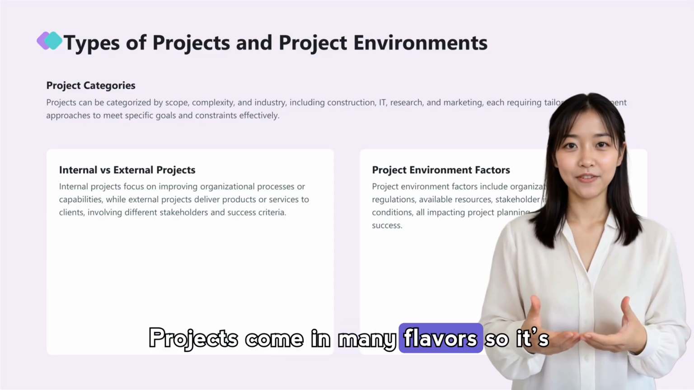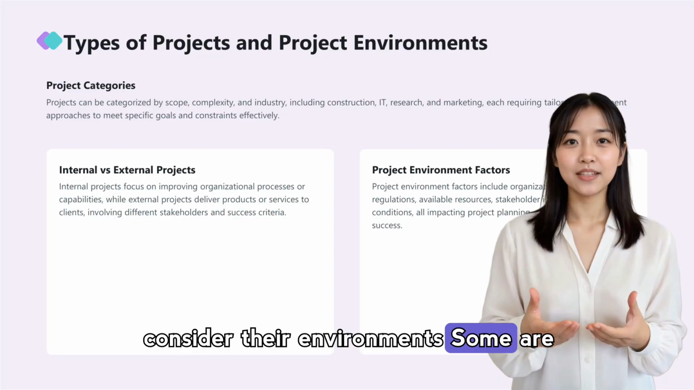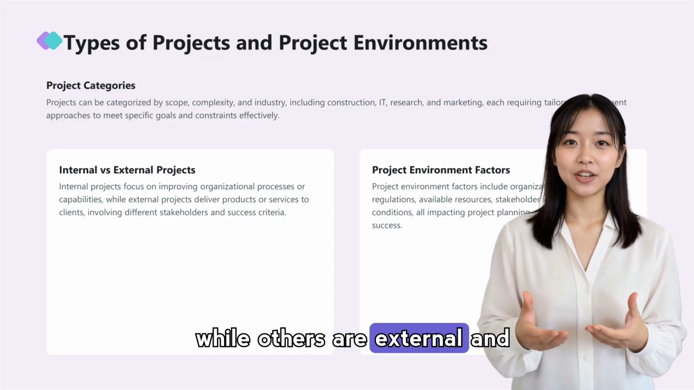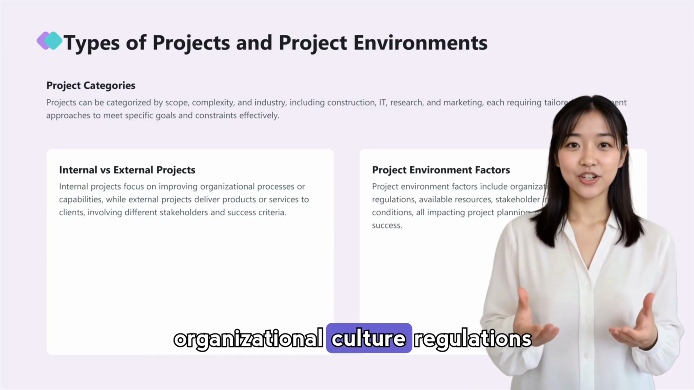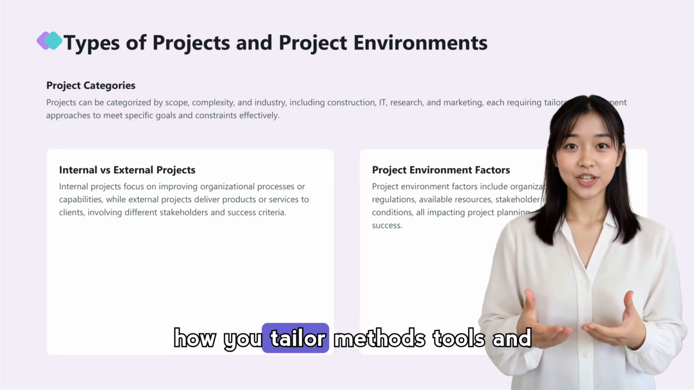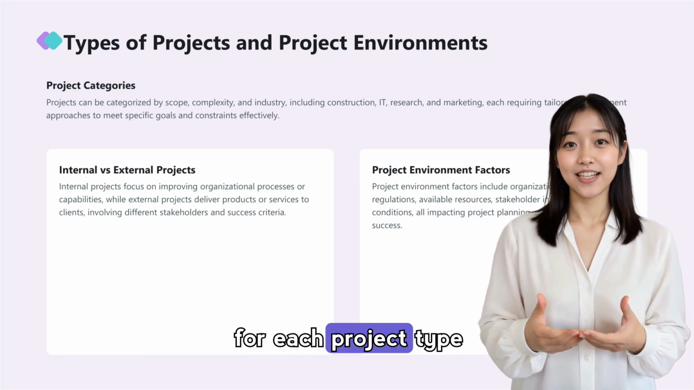Projects come in many flavors, so it's helpful to categorize them and consider their environments. Some are internal, aimed at improving operations, while others are external and client-facing. Project environments like organizational culture, regulations, resources, and market conditions shape how you tailor methods, tools, and governance to get the best outcomes for each project type.